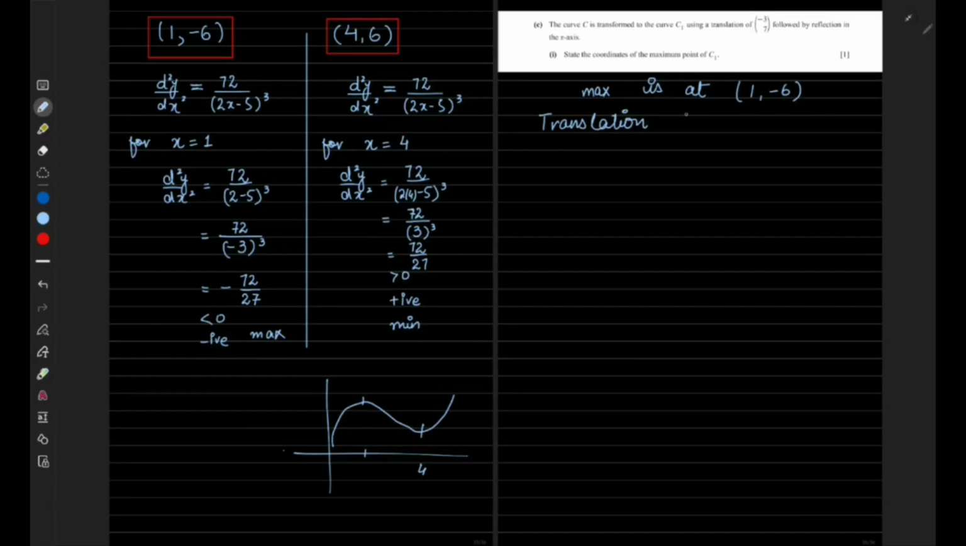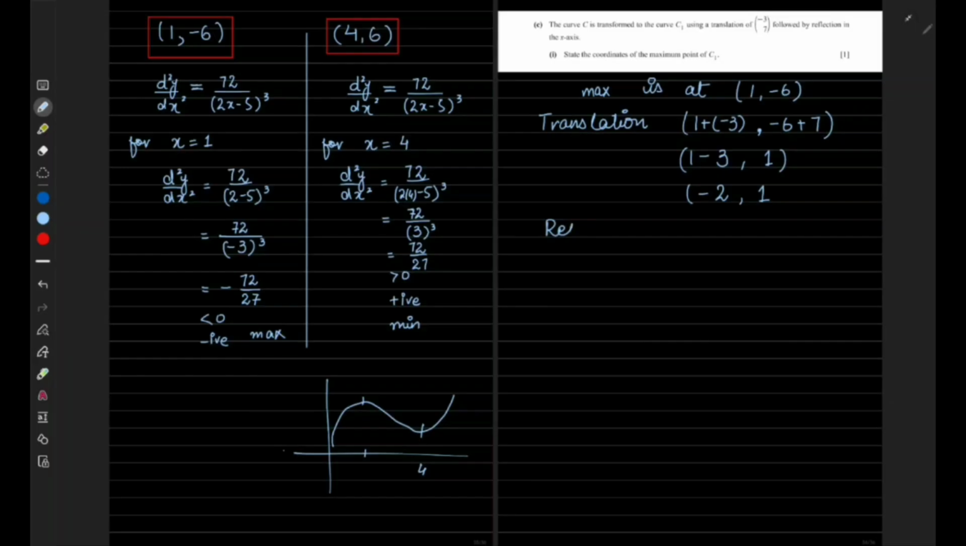So when a translation is happening, that means simply this translation vector will be added to the coordinates. So 1 minus 3. Okay, write it more simply: 1 plus minus 3, comma, minus 6 plus 7. So this becomes 1 minus 3, comma, minus 6 plus 7 is 1. That gives you minus 2, comma 1. Then they say followed by reflection.